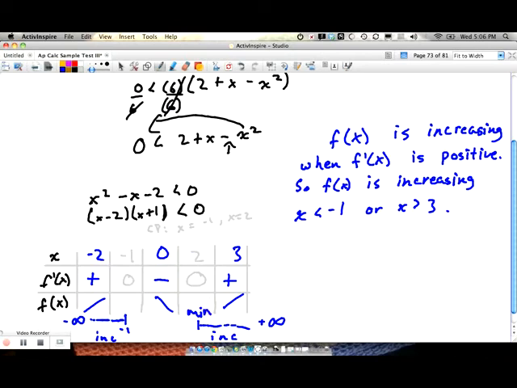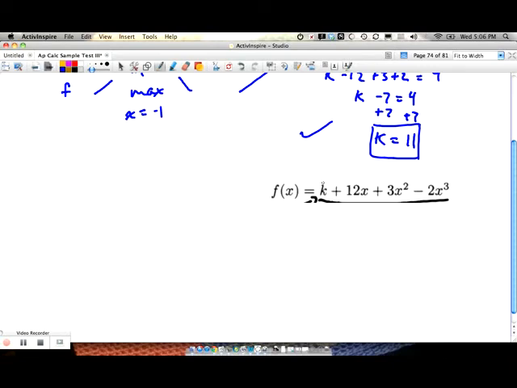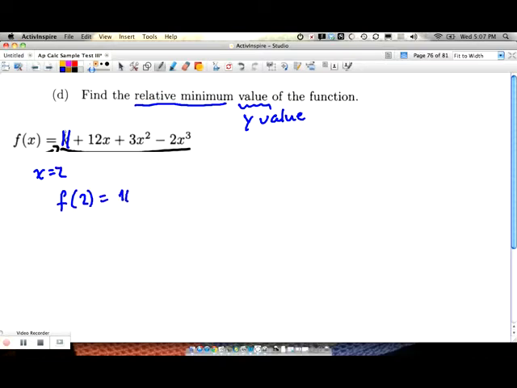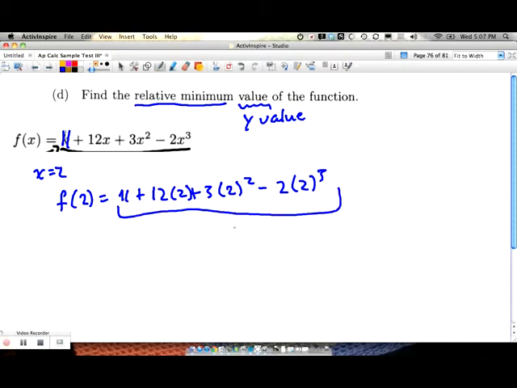So I start with this original function, just like we've been using this entire time. But we know that k is really 11, and we're going to say that x equals 2. So f of 2 equals 11 plus 12 times 2 plus 3 times 2 squared minus 2 times 2 cubed. I'm going to stop there. Why? Because I'm done. I can plug this into a calculator if I needed to, but this is my actual answer. You do not need to simplify. Let the grader do the math. Next.